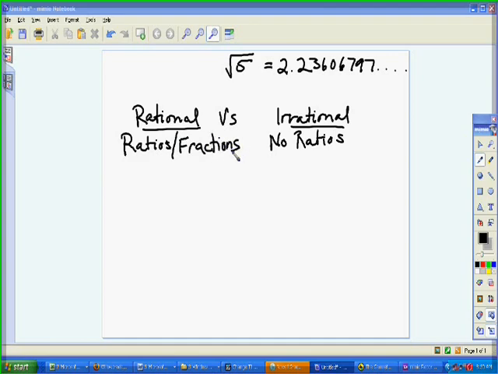Now, does anybody see a link between this word ratio and rational? So right here, we have ratio right there. What else do we know about rational numbers? Okay, they can end. They may end.